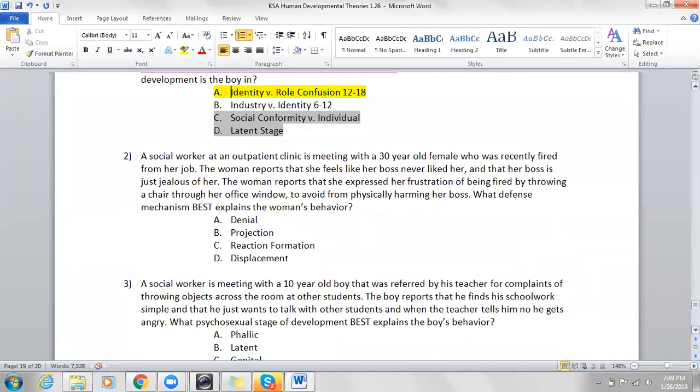Next question. A social worker at an outpatient clinic is working with a 30-year-old female who was recently fired from her job. The woman reports that she feels like her boss never liked her and that her boss is just jealous of her. The woman reports that she expressed her frustration of being fired by throwing a chair through her office window to avoid physically harming her boss. What defense mechanism best explains the woman's behavior? And when you have your answer, just type the word anger in the chat.